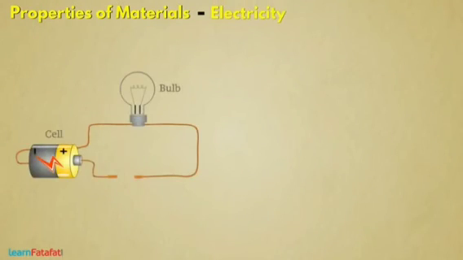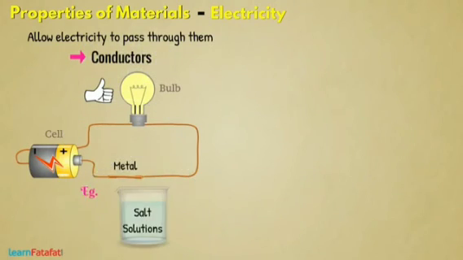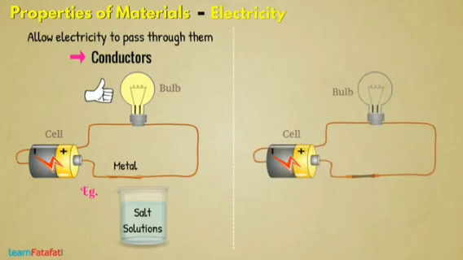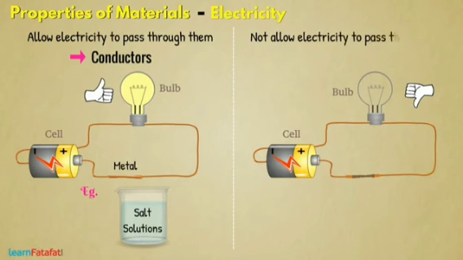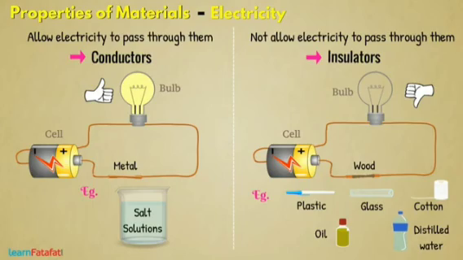Electricity. Some materials allow electricity to pass through them. These are called conductors. For example, all metals, salt solution, etc. Other materials which do not allow electricity to pass through them are insulators. For example, wood, plastic, glass, cotton, oil, distilled water, etc.